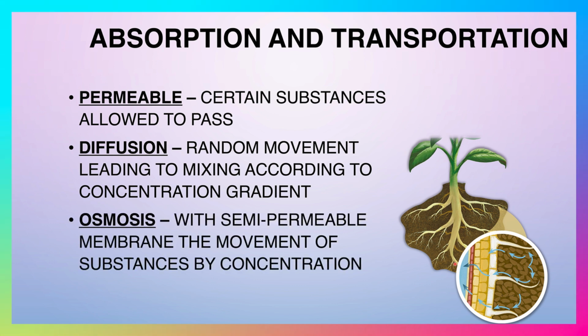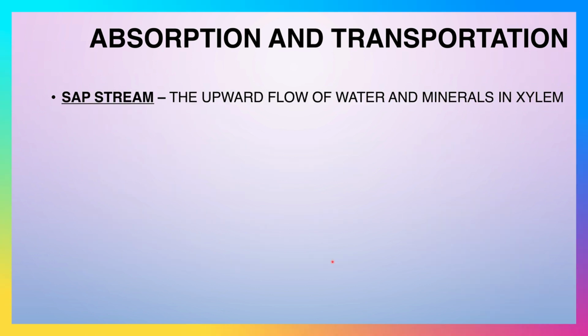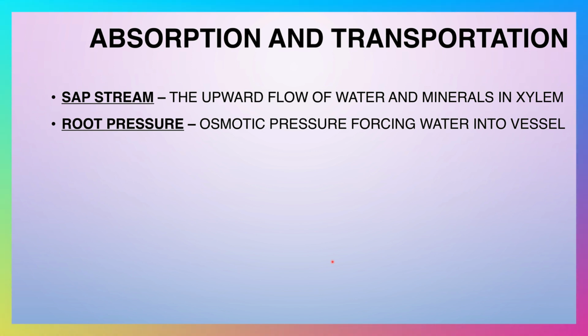Now, osmosis, on the other hand, is when this layer is only semi-permeable. And semi-permeable means it allows certain substances to move through, but other substances do not move through. And when you have a semi-permeable membrane with only certain substances moving through, they still move by concentration. So the root will form something called a sap stream. The sap stream is the upward flow of water and minerals in the xylem. The osmotic pressure that forces the water into the xylem and then up the root is called the root pressure.